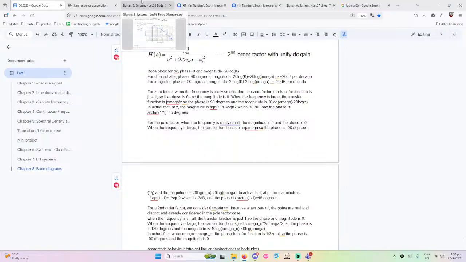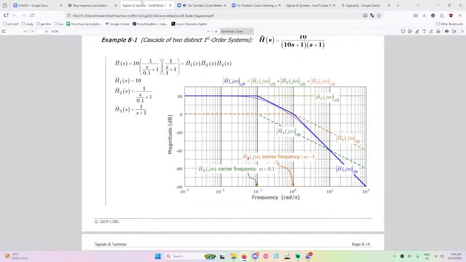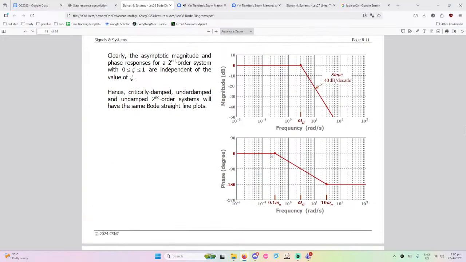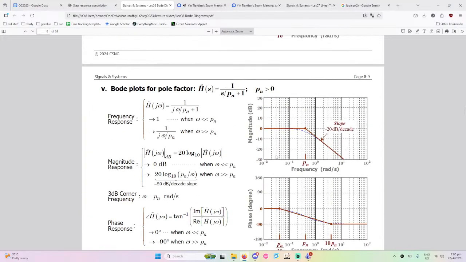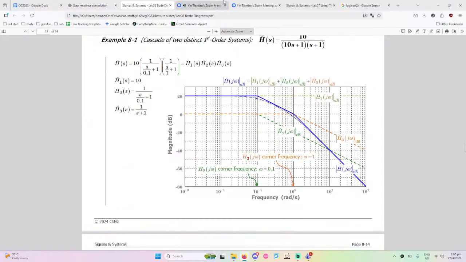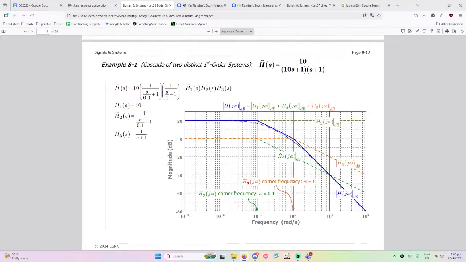Now we look at the phase response. For the phase response, we first look at the phase response of h tilde 1 s. What is the phase of 10? The phase of 10 is equal to 0 degrees. So here it is represented by a straight line in red. The phase response of h1 tilde s is represented by this red line here.